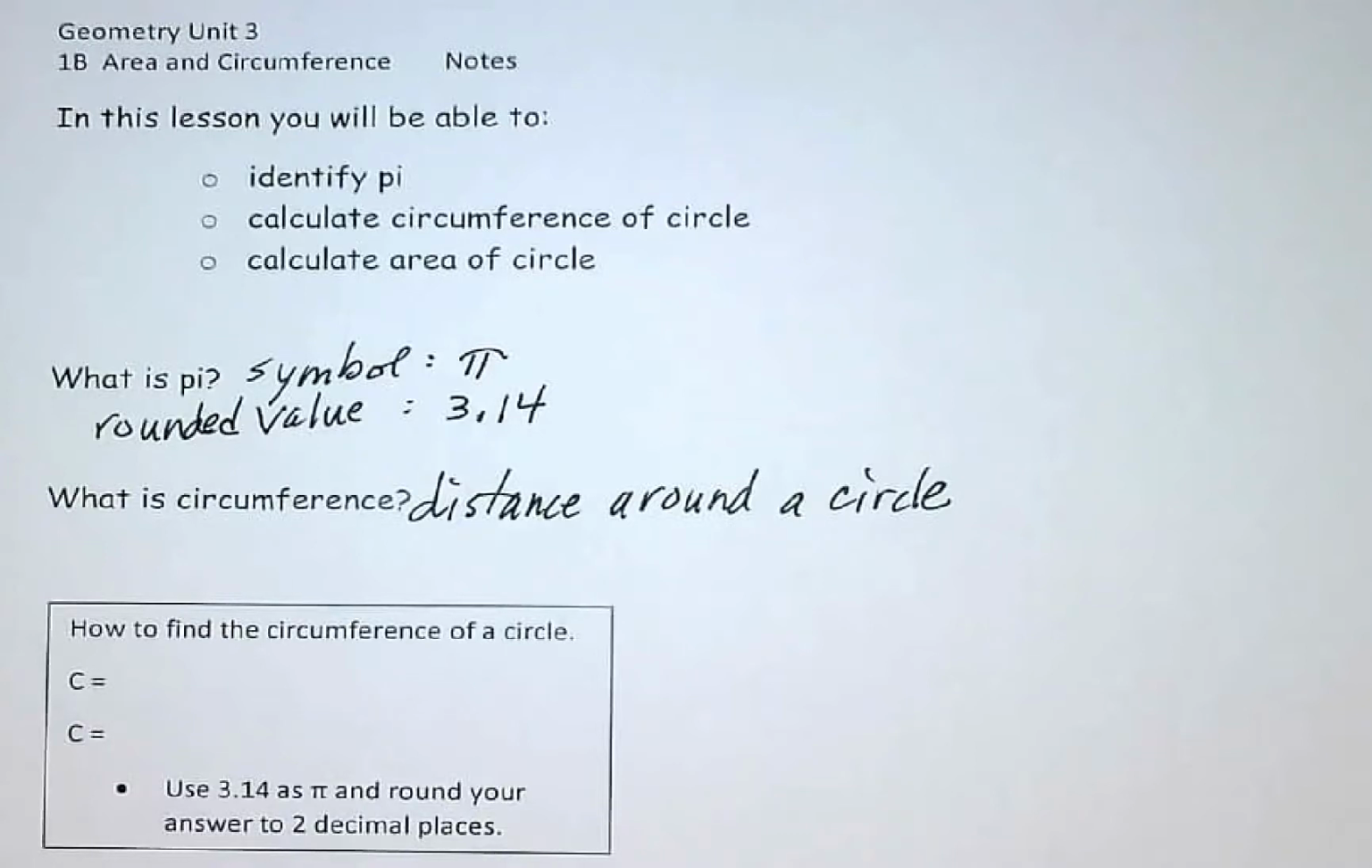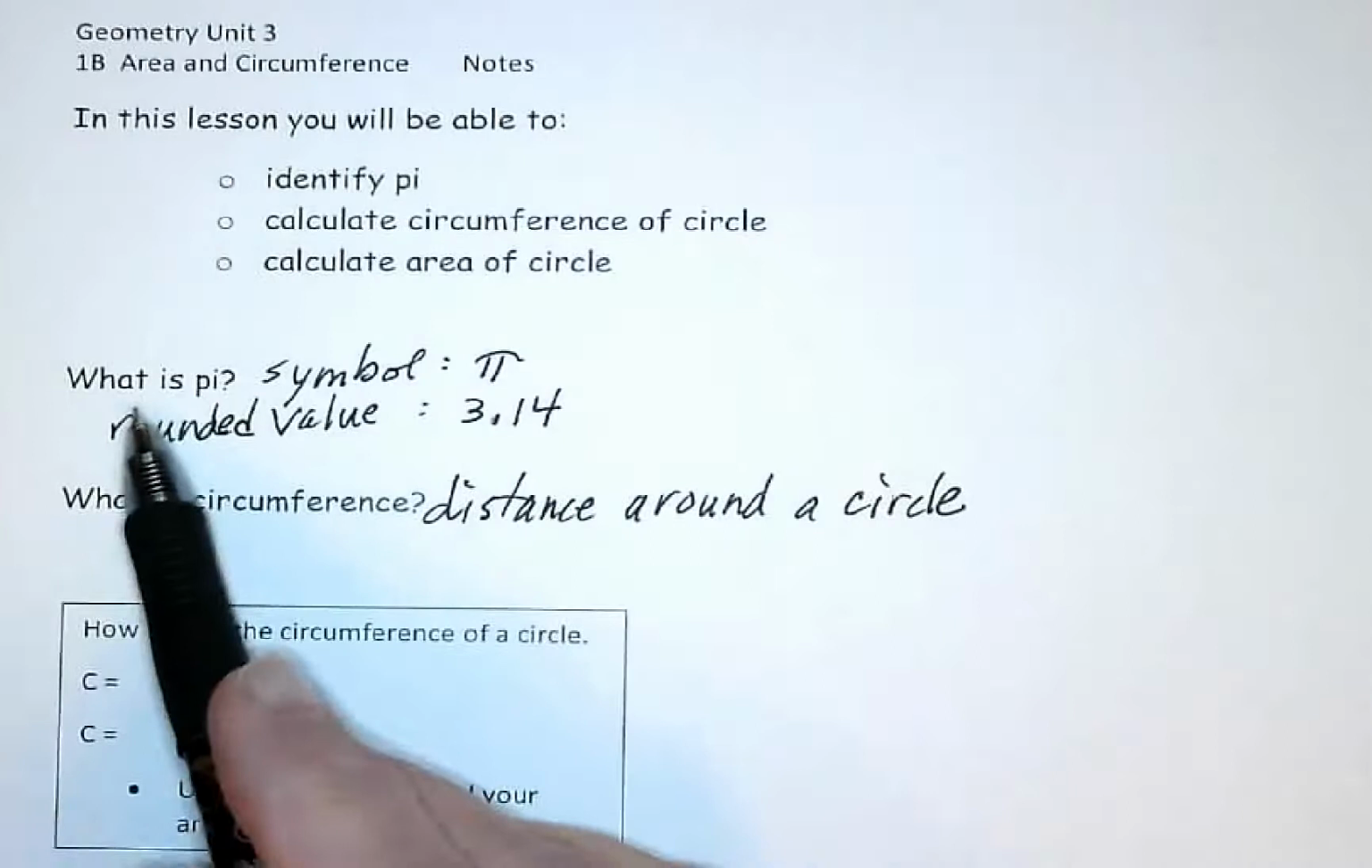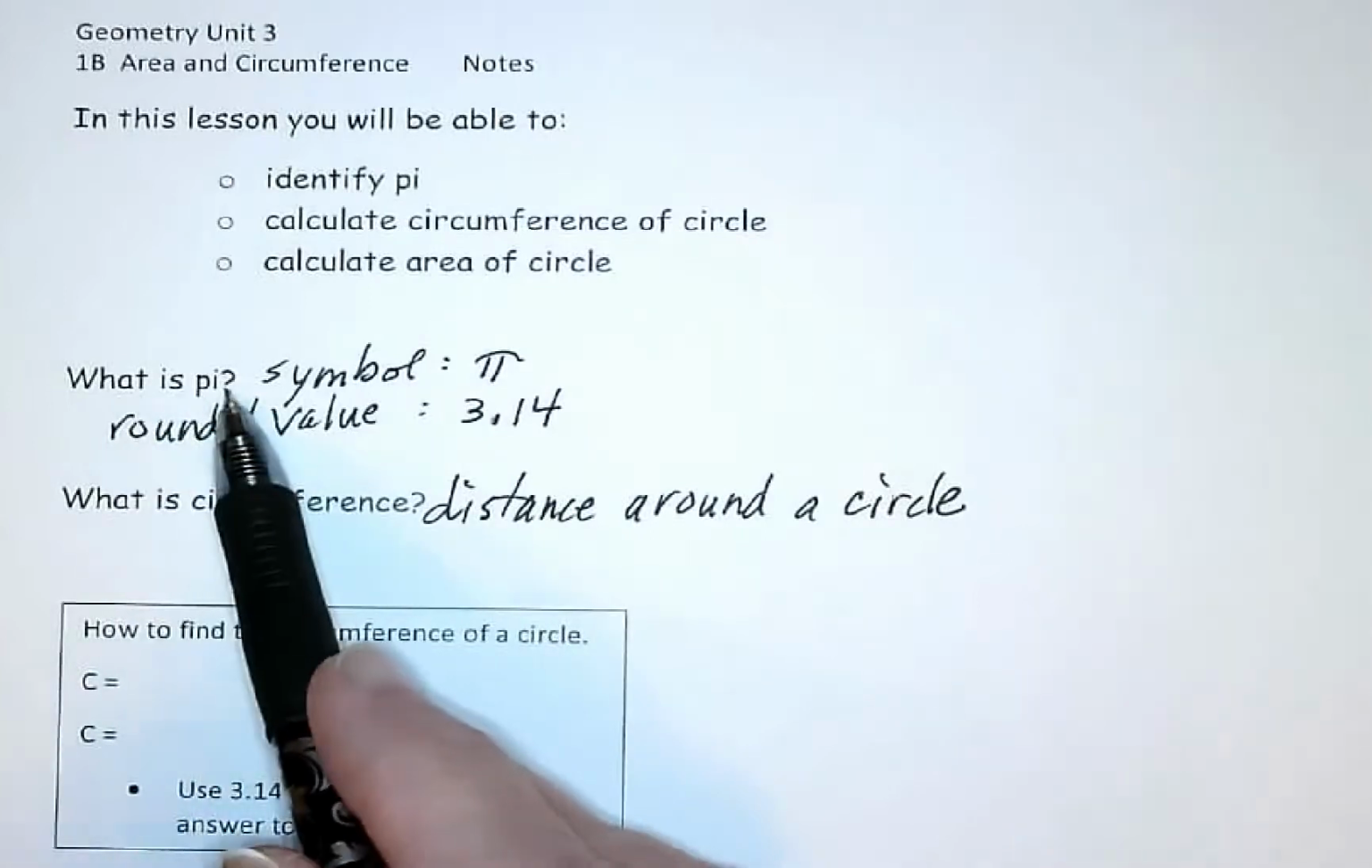Okay, here we have the notes for 1B, area and circumference. So in this lesson, we're going to be able to identify pi, calculate circumference, and calculate area. So you can see here I've already started. That answers this question, what is pi?